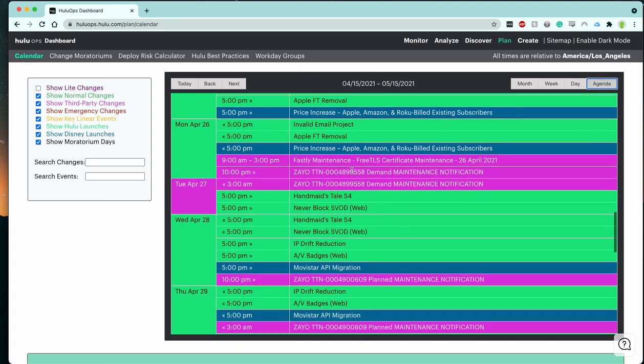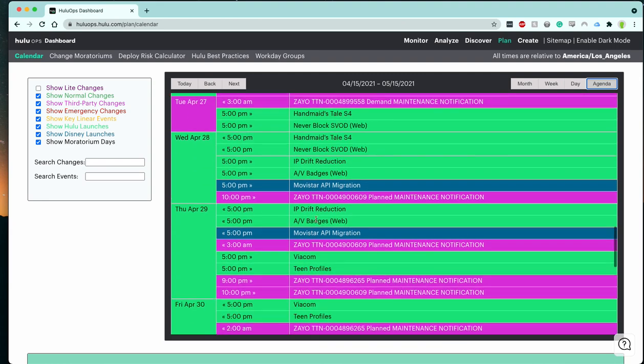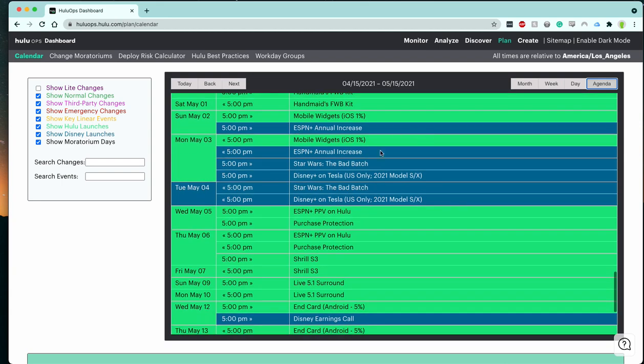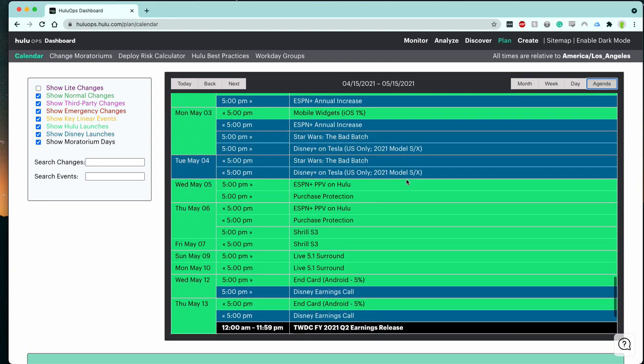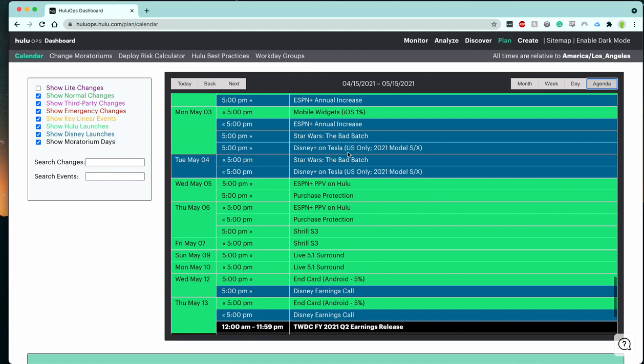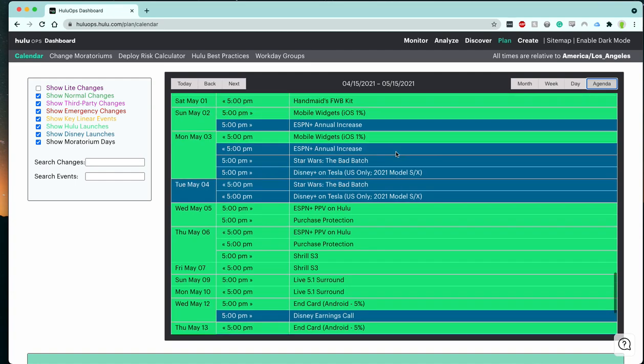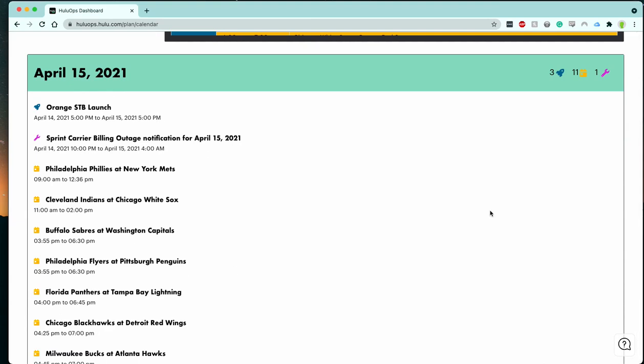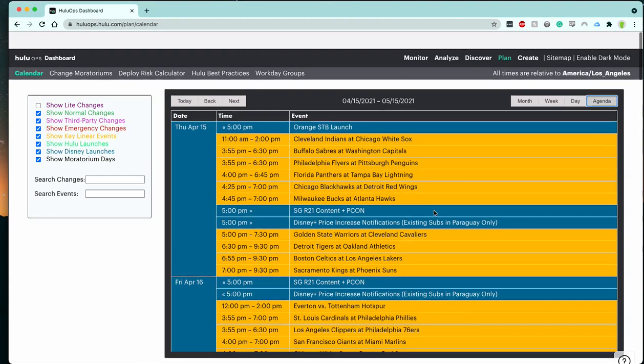Fastly maintenance. That might be of particular importance to us because it is a certificate maintenance. Yeah, ESPN Plus. Star Wars: The Bad Batch launch. There's a ton of information that you would want to know about, right? And I just changed it to the agenda view. You also have all of this, right? You can break it down by day.